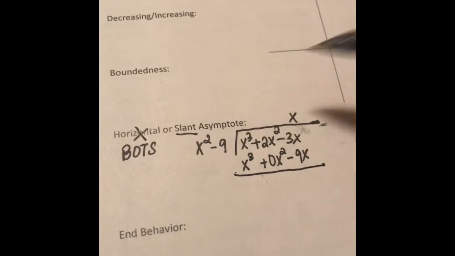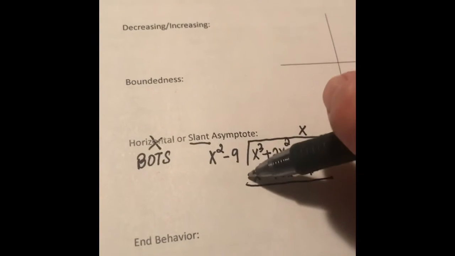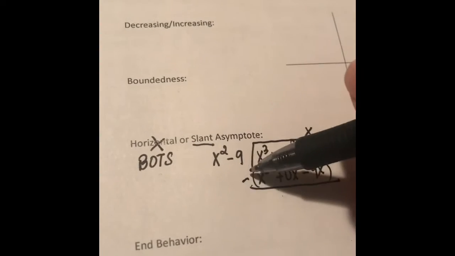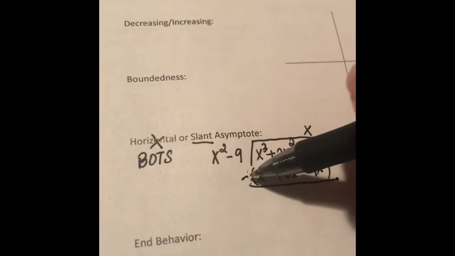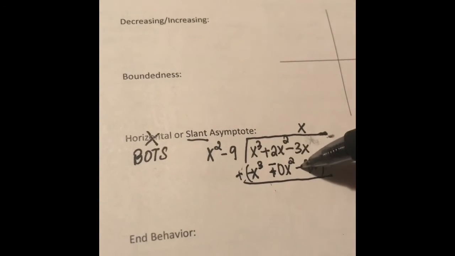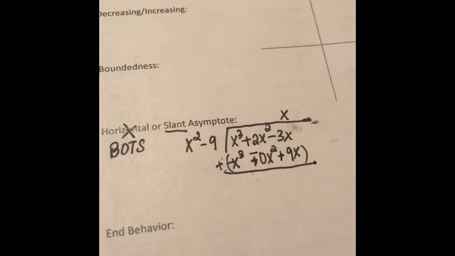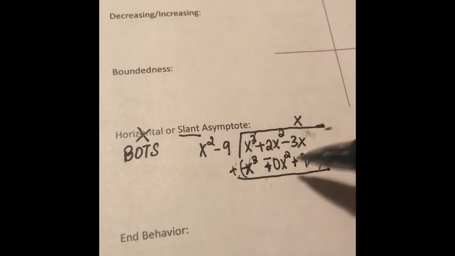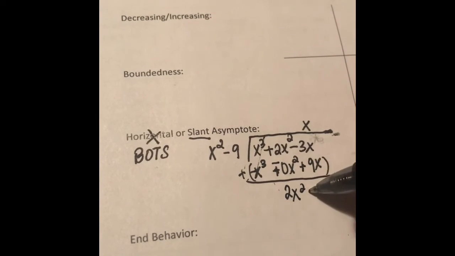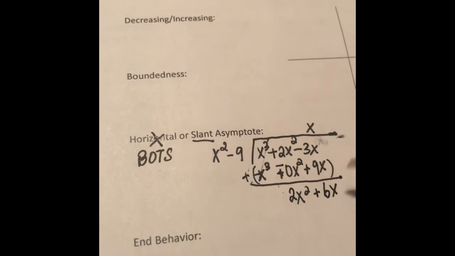And then we're going to have to subtract. But if you're like me, I like to distribute that negative. Since we're subtracting the whole thing, I distribute the negative, meaning this turns into negative, this one also turns into negative, and then this one turns into a plus. So the x cubes canceled. We got 2x squared, and then plus 6x.